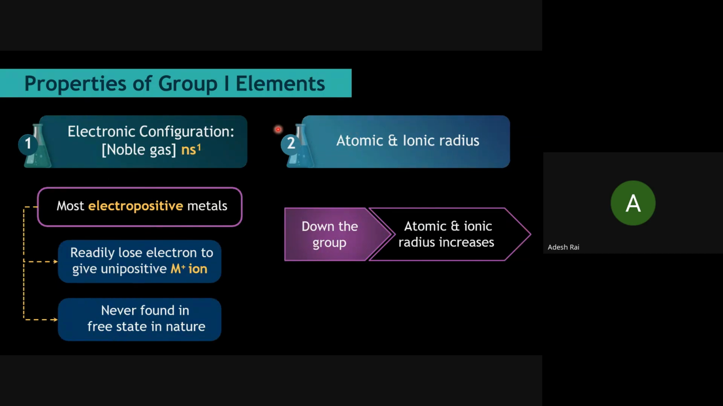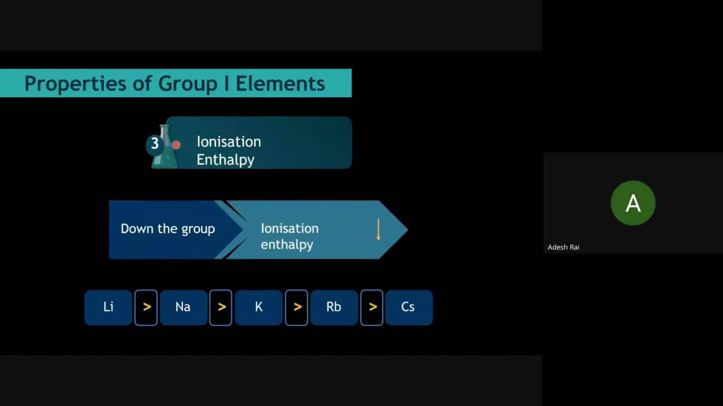Now, atomic and ionic radii. If we move down the group, size increases, so atomic and ionic radii increase. Because they are metals, they are electropositive elements. What is meant by electropositive? They readily lose electrons to give a unipositive ion, M plus ion. And they are never found in the free state in nature. Is that clear?